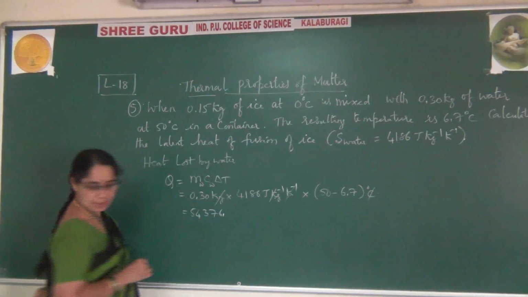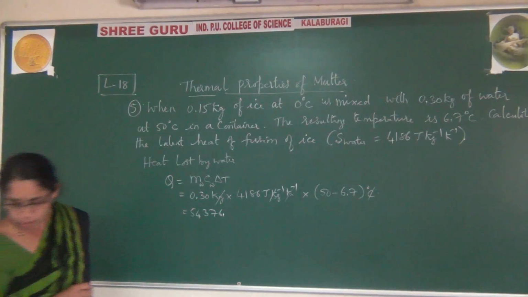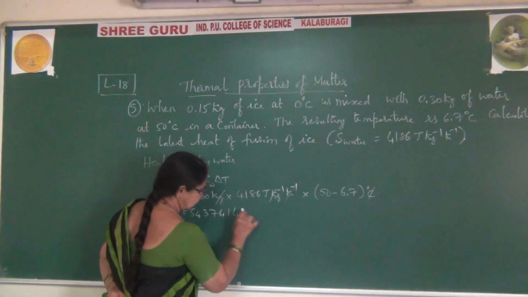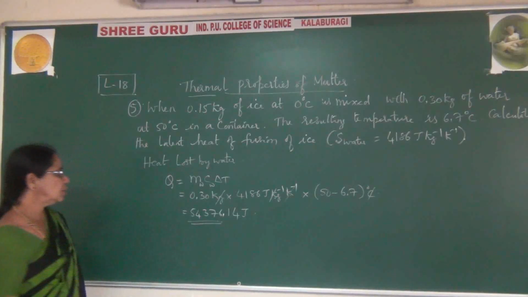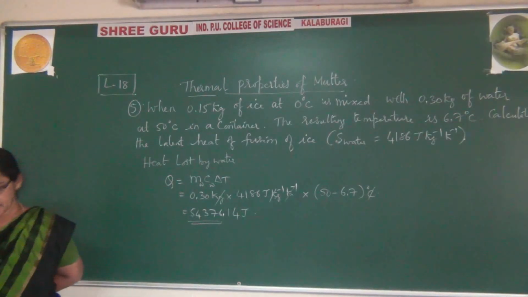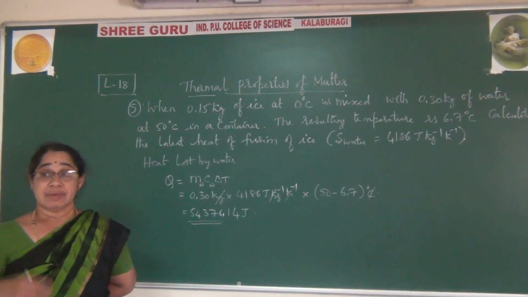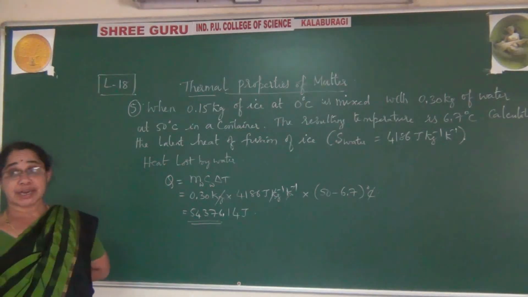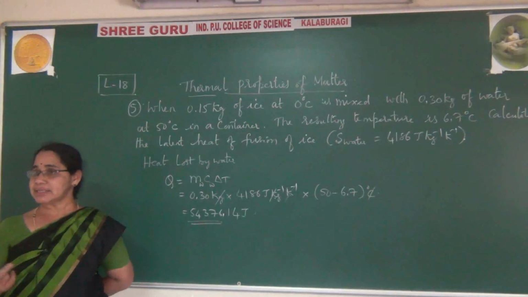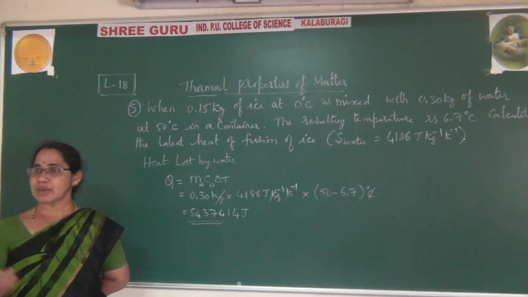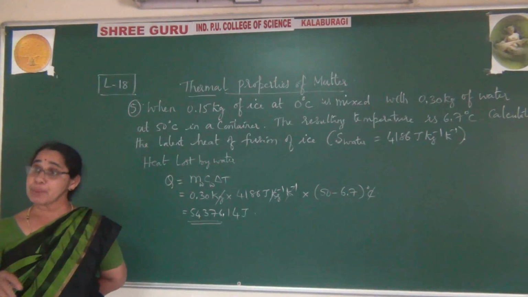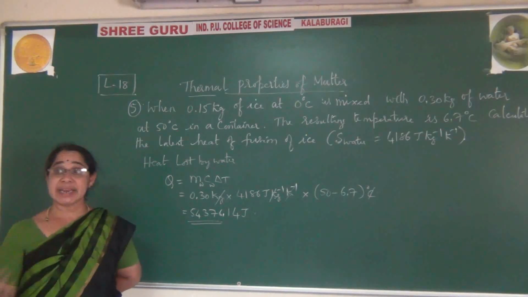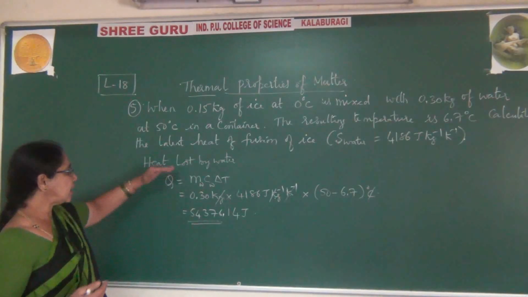54376.14 joules. So this is the value I am getting after multiplying this. This is the heat lost by water. Now, when the ice gets the heat, naturally the ice is at 0 degrees centigrade, and it starts melting. So the heat is required to melt the ice, which is nothing but the heat gained. We have already calculated the heat loss.